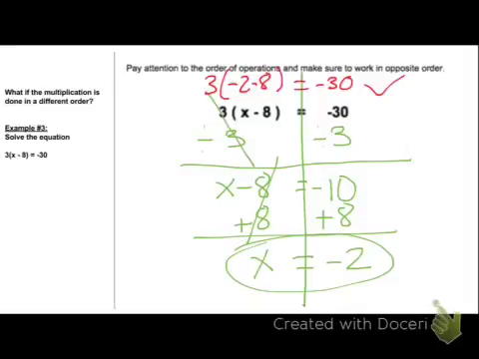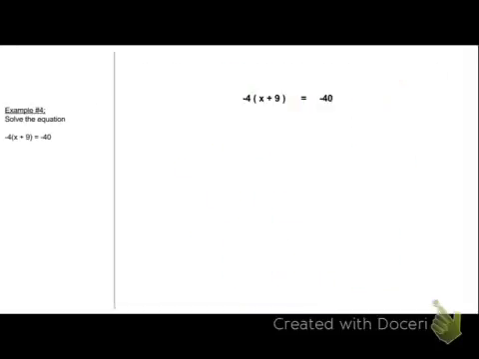So remember in this one, since the subtraction is done first because it's in parentheses, that's the last thing we will undo. And instead, this time, we divided by 3 first. In another learning target in this unit later on, I'm going to teach you a second option for solving problems like this. Let's do one more example. This is the same idea.